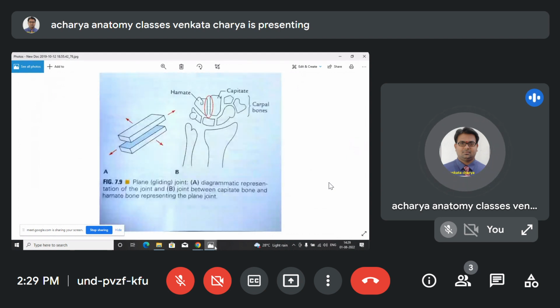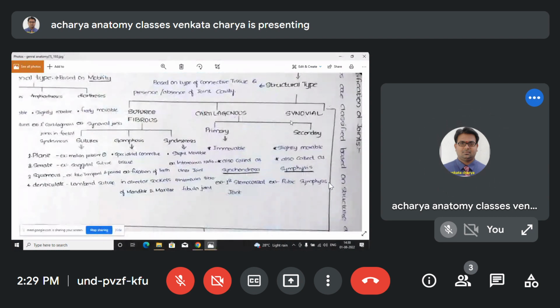Next, come to number 3, the synovial type. So synovial type means there is the presence of a joint, and in the joint there is the presence of a cavity. That cavity we call the synovial cavity. This synovial cavity is filled with a fluid called synovial fluid. The type of joints we call synovial type.